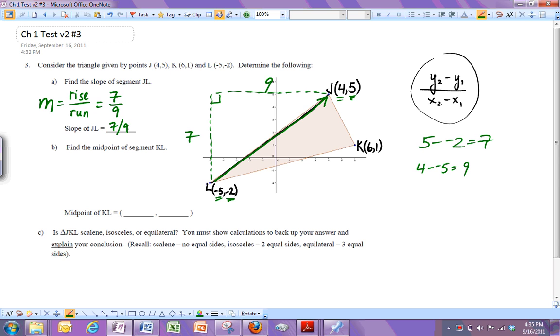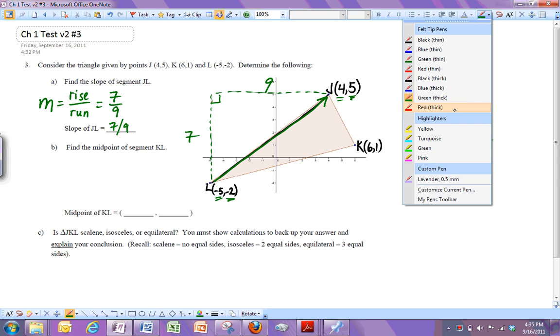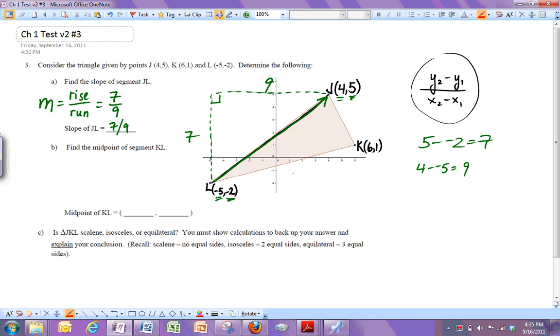Okay, now we need the midpoint of KL. So let's take a look at that. Here's KL. Midpoint, I don't know, I'm going to guess it's roughly there, just to have an image of it. And that way we can check when we're done. Does that look like the midpoint of KL? Well, remember, the midpoint's stuck in the middle. So we want the middle value of our x's, and we want the middle value of our y's.